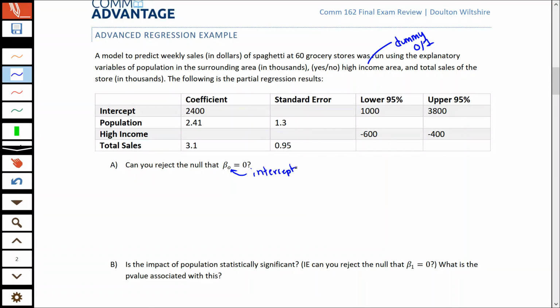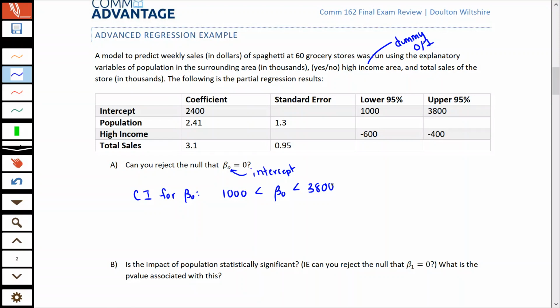We don't have a p-value. We've got a coefficient. We're missing a standard error. We've got a lower 95% and an upper 95%. So instead of using the p-value as we classically would, we can also use the confidence interval, right? Our confidence interval for beta 0 ranges, the lower limit is 1,000 and the upper limit is 3,800.